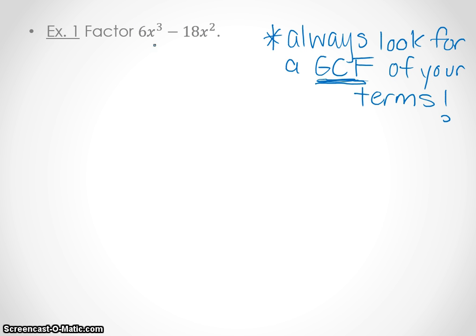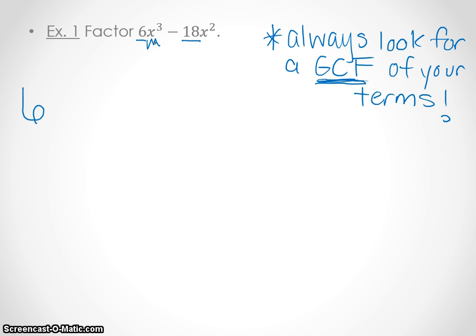I always look at my numbers first, so 6 and 18. What are they both divisible by? Well, your factors of 6 are 2 and 3, and 1 and 6. Your factors of 18 are 2 and 9, 1 and 18, 6 and 3. So the biggest thing you can pull out of both of those would be a 6. So I'm going to go ahead and do that. 6 comes out here.